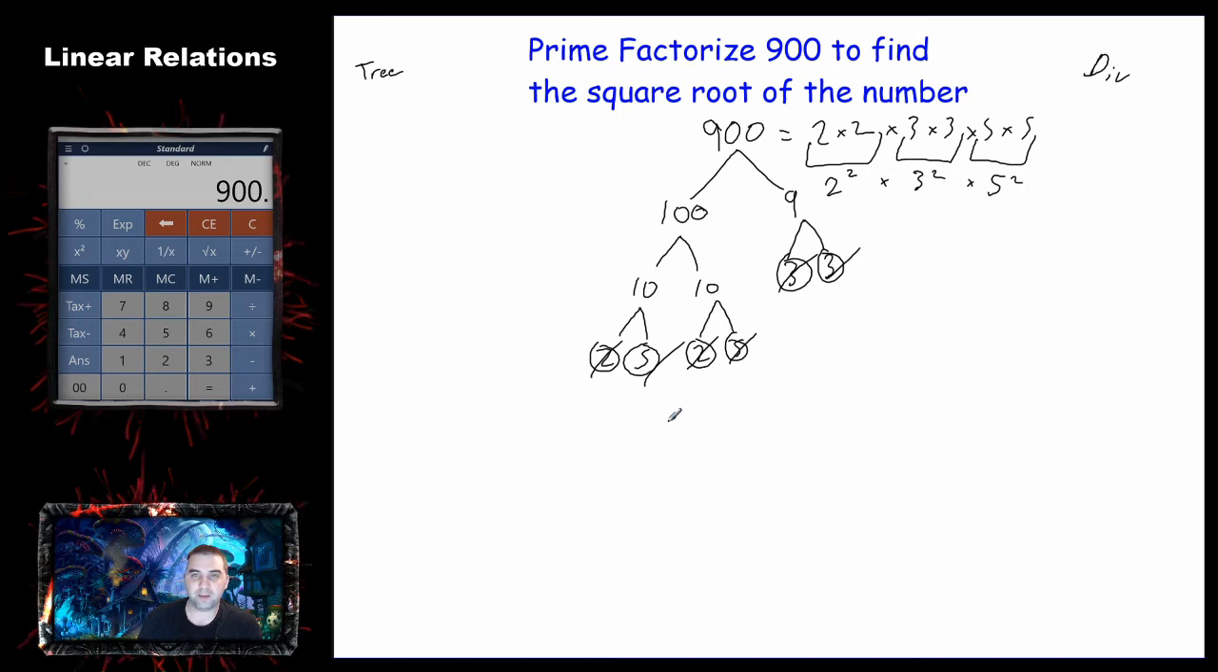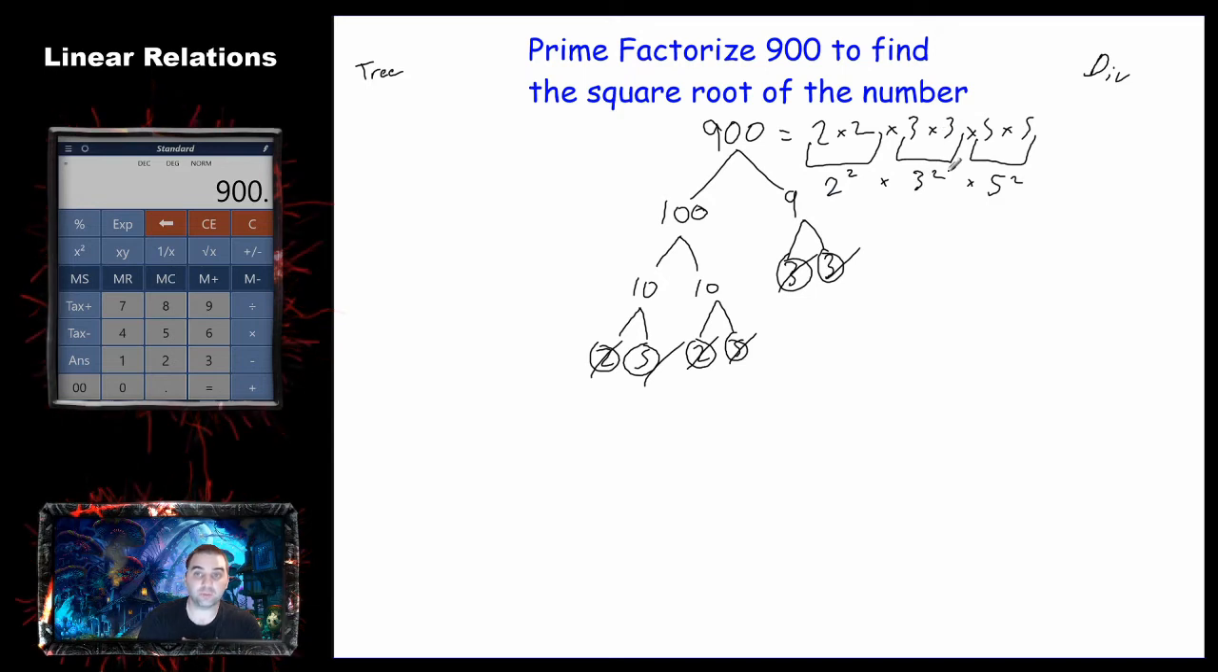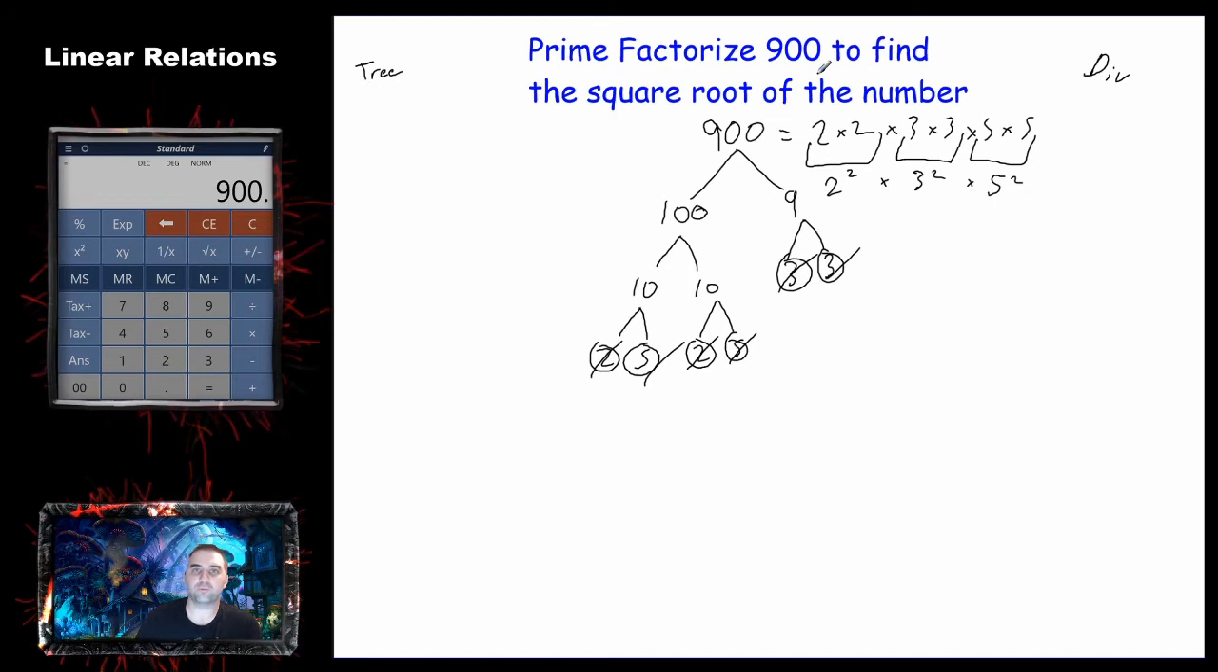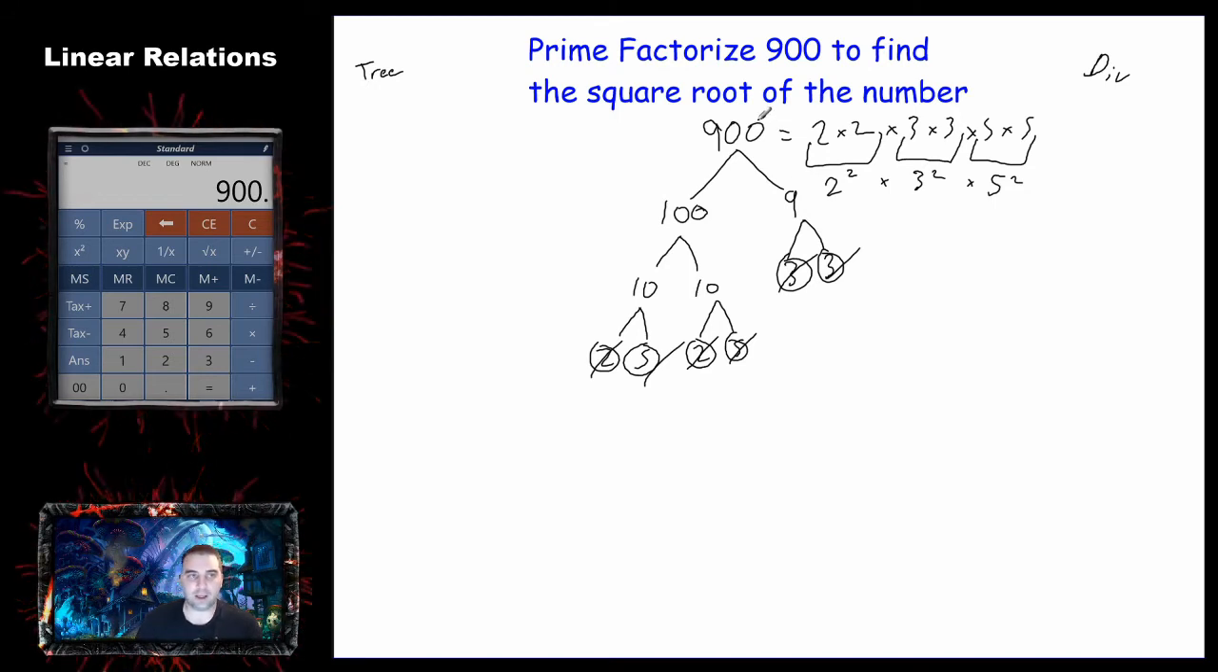Okay, so remember that when you have a set of 2, like 2 times 2, that's 2 squared. 3 times 3, 3 squared. Okay? So did we answer the question? We prime factorize to find the square root of the number. Oh, we're supposed to find the square root of the number. So I am telling you of something we're going to use in the future, and we're already using it now.